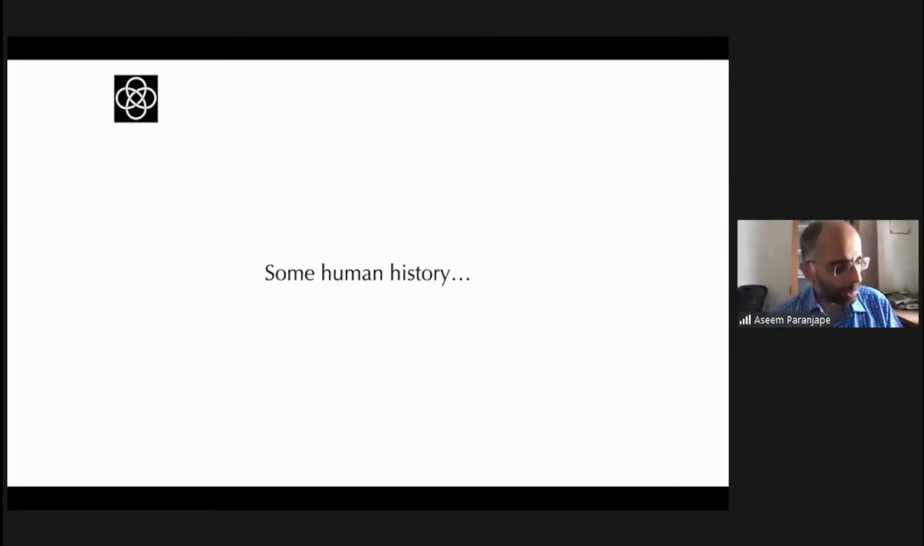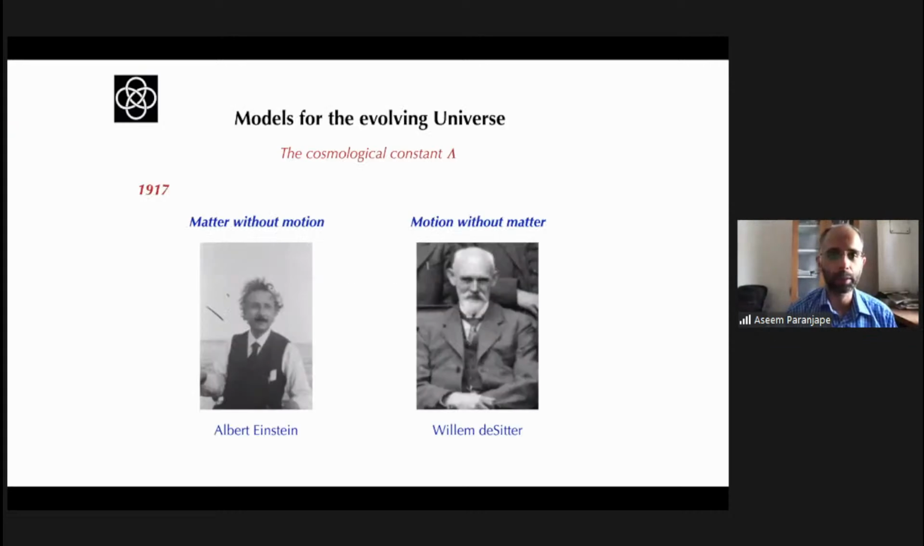And finally, in the last few minutes, I want to leave you with a little bit of human history, building up on some things that I've touched upon already in the previous lecture and in this lecture as well. So, models of the evolving universe really started around 1917, right after GR was published. The first person to discuss this was Einstein, but there was also Willem de Sitter. They were in touch with each other, talking to each other, and they came up with very interesting different kinds of models.